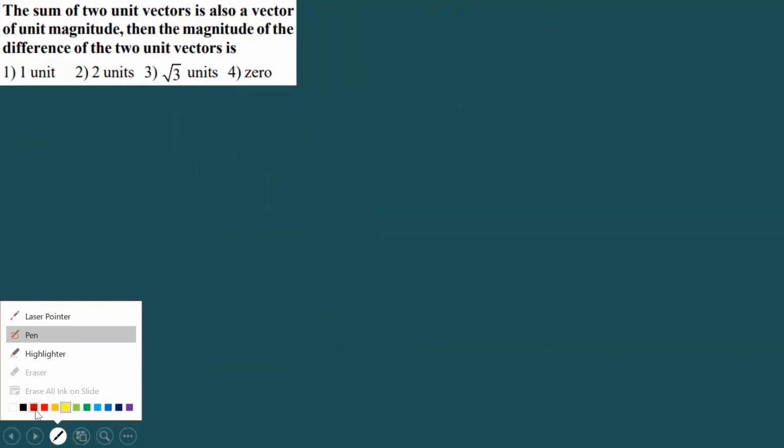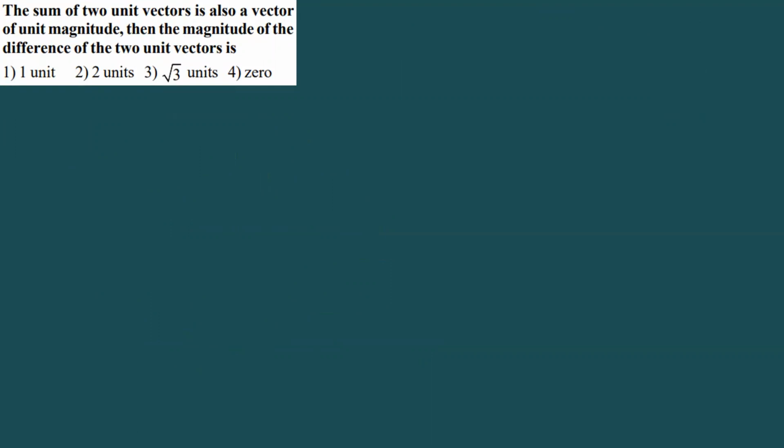Next question we have here. The sum of two unit vectors is also a vector of unit magnitude. Then the magnitude of the difference of the two unit vectors is? So he's telling the sum of the two unit vectors. So let the two unit vectors be A vector and B vector. These are the two unit vectors. And then what are the magnitudes?